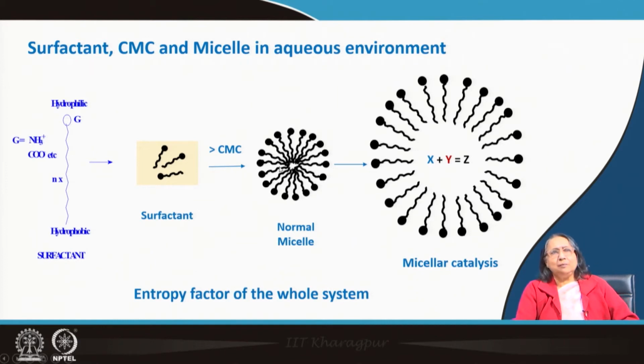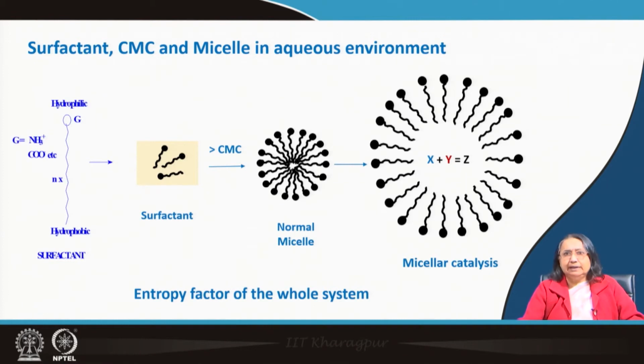But if you add too much, then it will not be soluble. If it is a small amount, it can be solubilized here. Now, in this core some reaction can occur. This is called the micellar core, so micellar catalysis can happen here. For example, there are X and Y that can react to form Z. This can happen here in the micellar core, and this is called micellar catalysis.